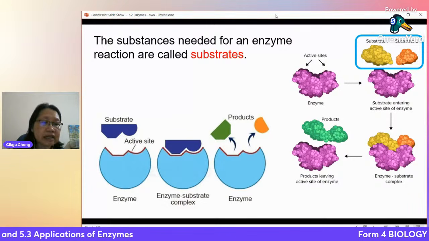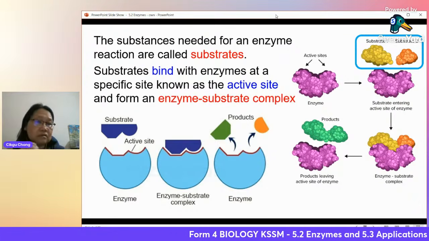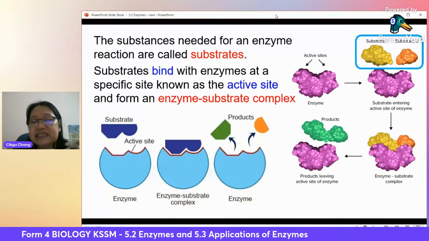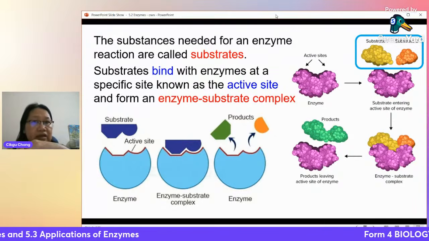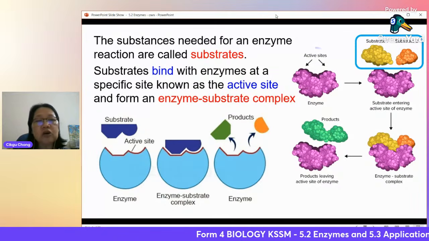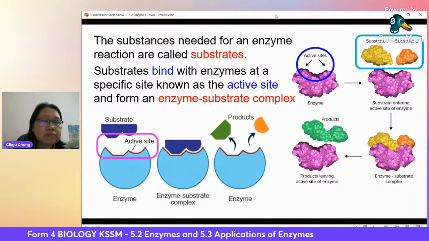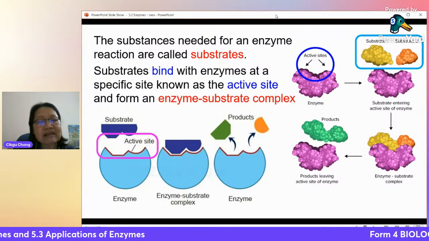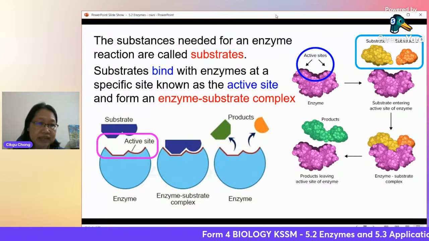All right. Now, this is another diagram on the left-hand side here. So, substrates bind. Bind means attach itself to the enzyme at a specific site. There is a special place here where the substrate will join and attach onto the enzyme. So, that place is called the active site. S-I-T-E. Please remember, don't put S-I-D-E. S-I-D-E means side, the edge. This is S-I-T-E, which means a place, a specific place.